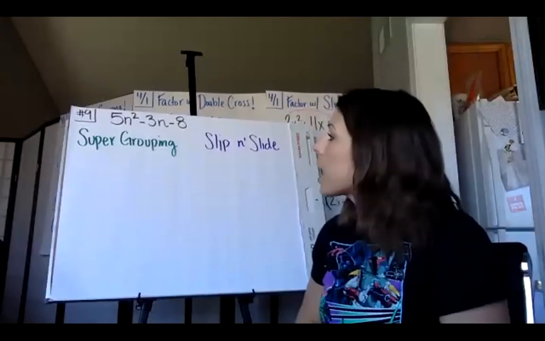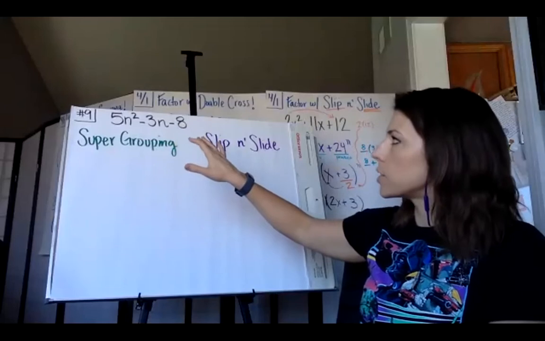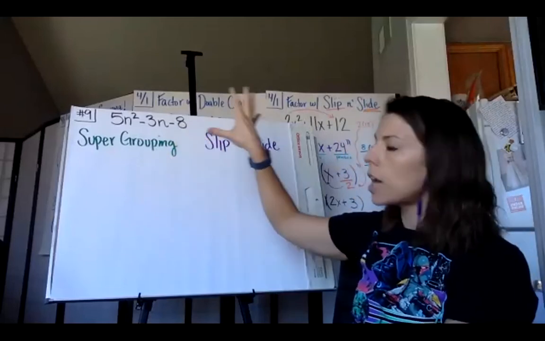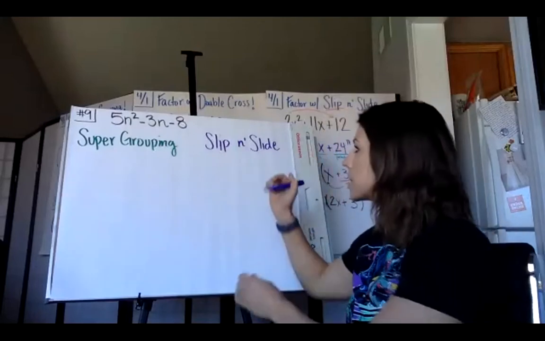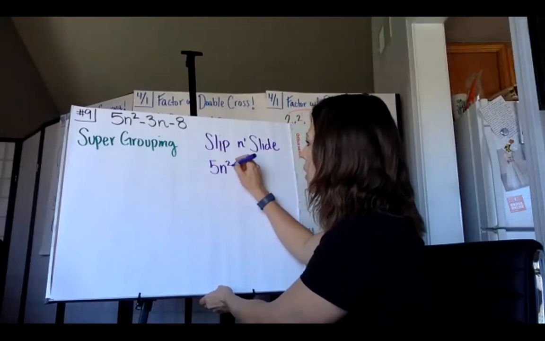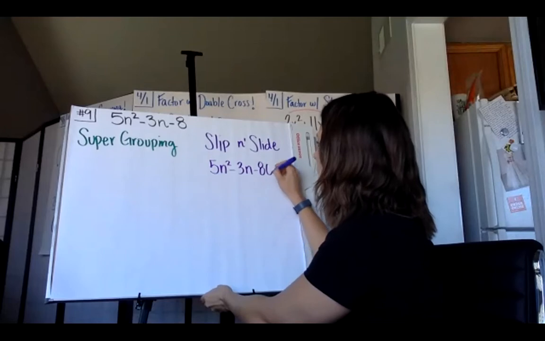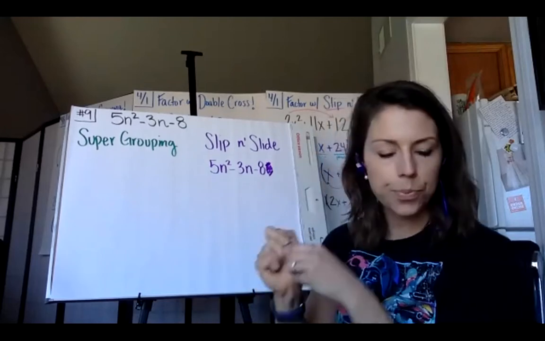Okay, here we go. Number 9, again from the worksheet practice: 5n squared minus 3n minus 8. This time we're going to do slip and slide first and compare it to supergrouping second. So for slip and slide, we start off by writing out the trinomial, 5n squared minus 3n minus 8. Oops, I just wrote 80, minus 8.